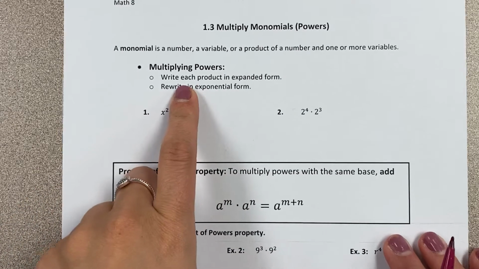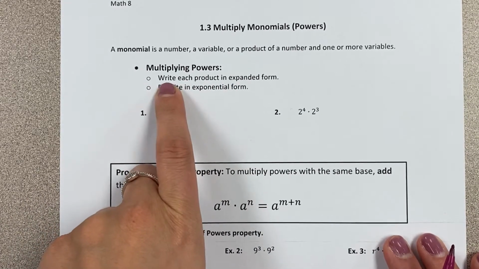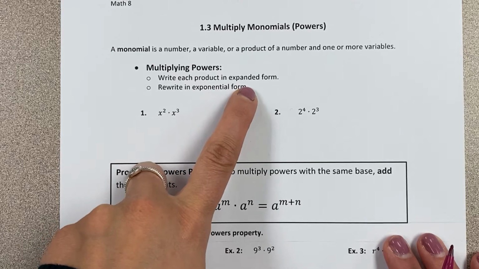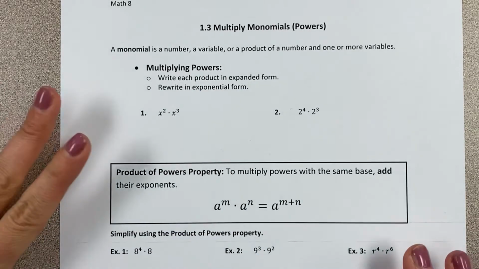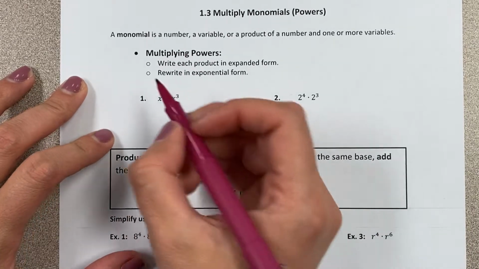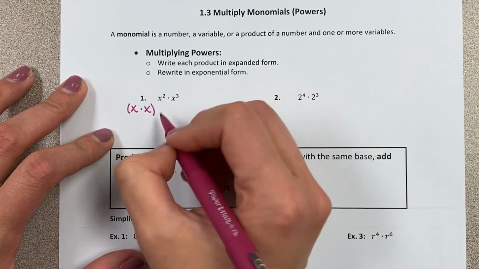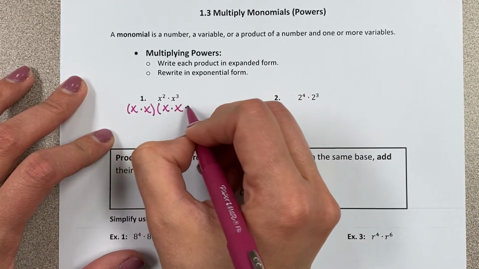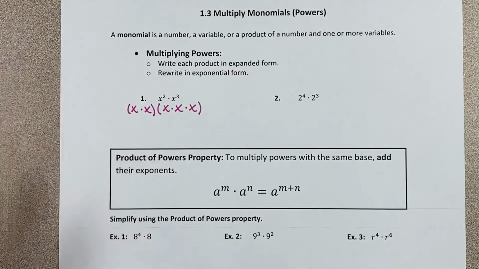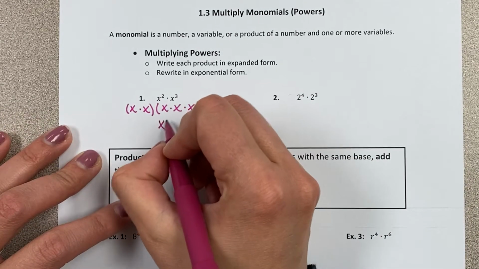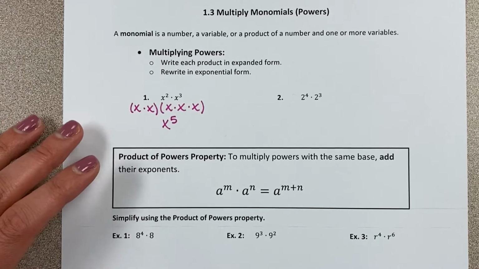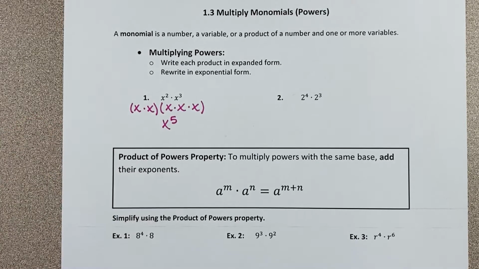So for multiplying powers, the first thing I'm going to show you is how we write each product in expanded form, and then how we rewrite it in exponential form. If we have x squared, that's like x times x. And if we have x cubed, we have x times x times x. If I want to multiply all those together, I actually get x to the fifth. So I want you to notice a pattern, and then I'll show you in the next product property what I'm talking about.